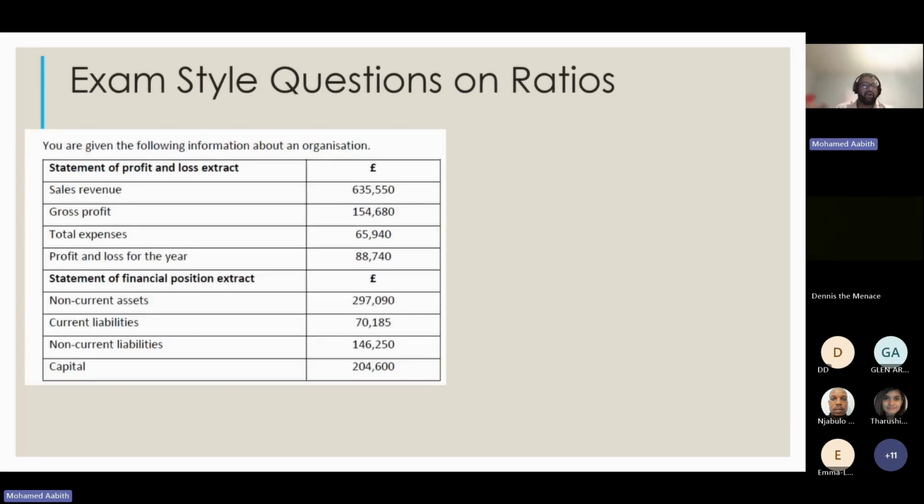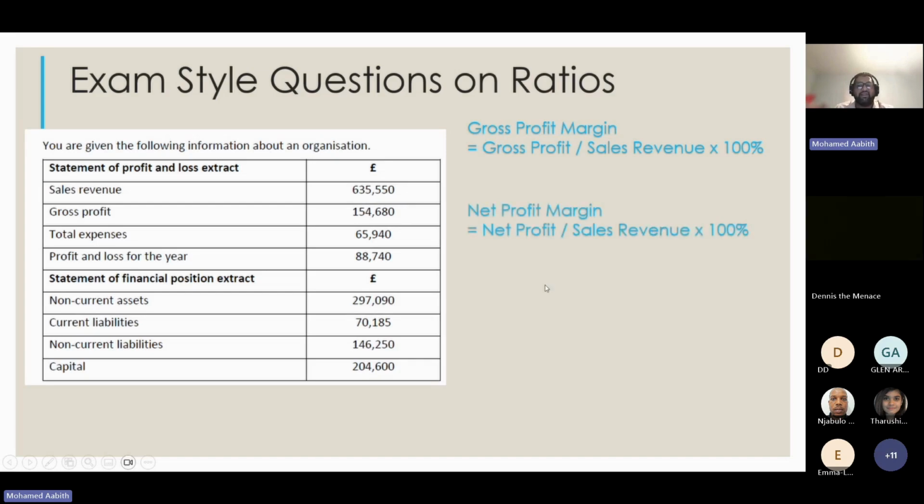So here they've given you all these numbers. They want you to find out what the gross profit margin is. We compare gross profit against the sales revenue. So gross profit 154,680 divided by 635,550 times 100. Then net profit is exactly the same, but we use the profit for the year instead. Net profit, or the profit for the year, divided by the sales revenue.